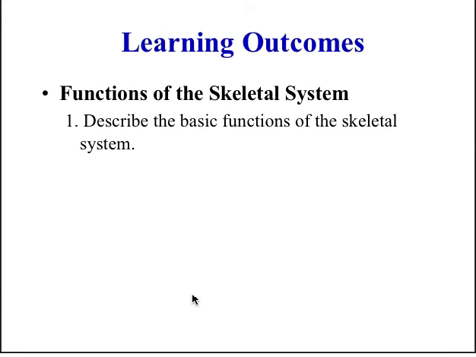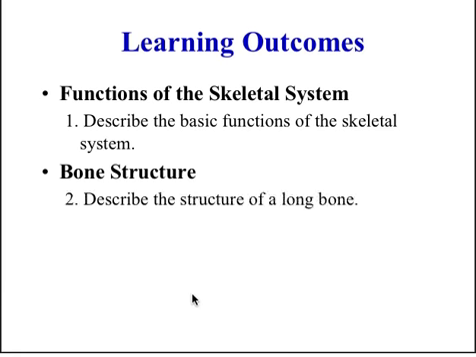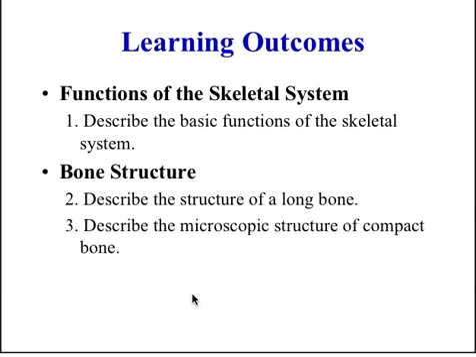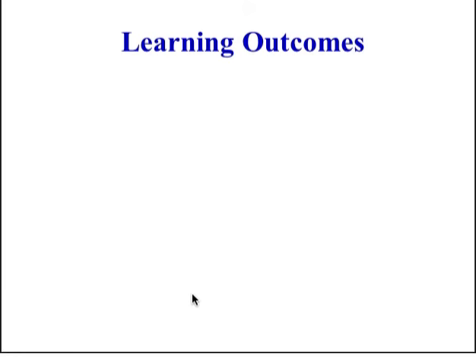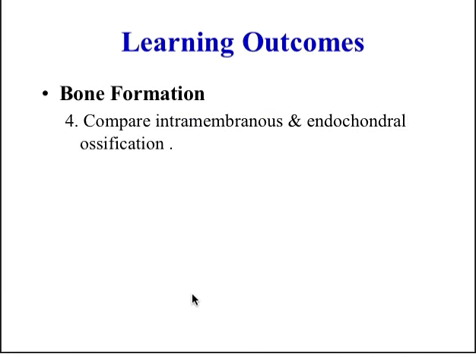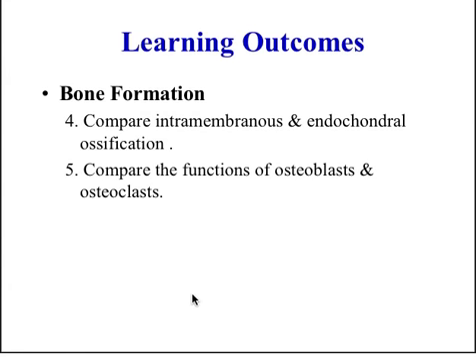So we're going to describe the basic functions of the skeletal system. We'll describe the structure of a long bone and the microscopic structure of compact bone. We'll talk about the different types of bone formation, including intramembranous and endochondral ossification. And we'll compare the functions of osteoblasts and osteoclasts and osteocytes.